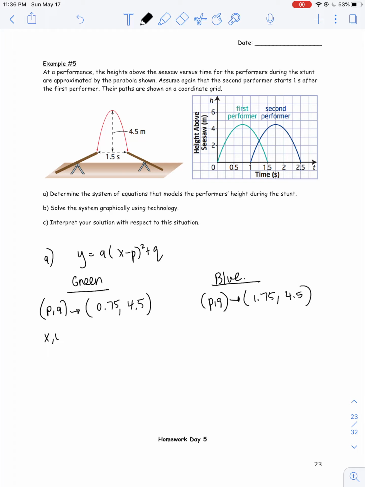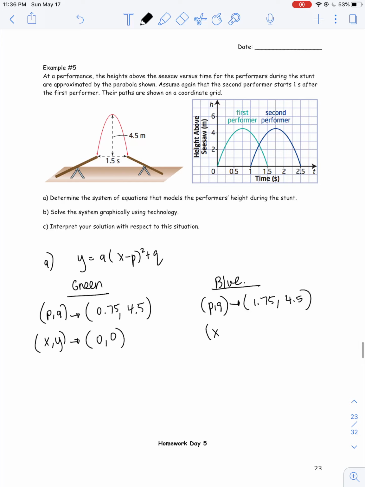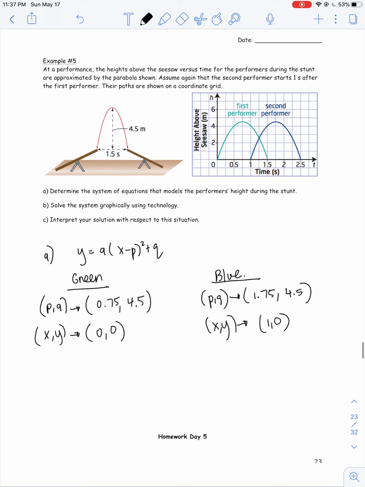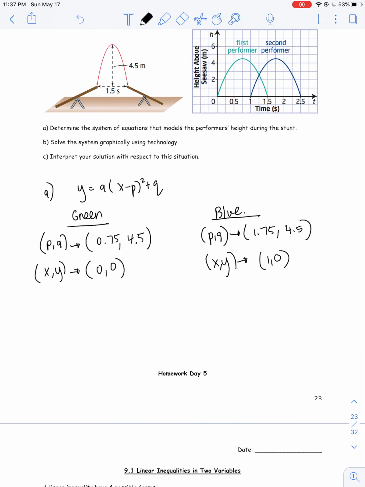Now we also need another coordinate. So for green, for my x and y point, I'm going to use the point that's the easiest, which would be 0, 0. And for my x and y for the blue graph, I'm going to use the point 1, 0. That's what we're going to plug into both equations to get the system, and then we can solve for the solution, but it's actually pretty evident just by looking at this.